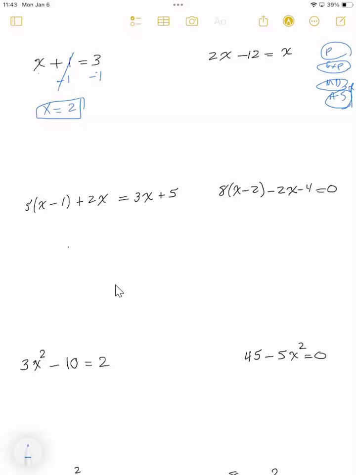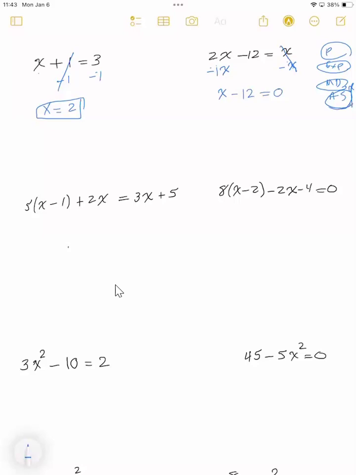For the next problem, I see that I have x on both sides. So first, I'm going to subtract this x from both sides. X minus x is 0. I have 2x here and negative 1x. They're like terms. I can combine them. I have 2x, take away an x. I'm left with one more x.